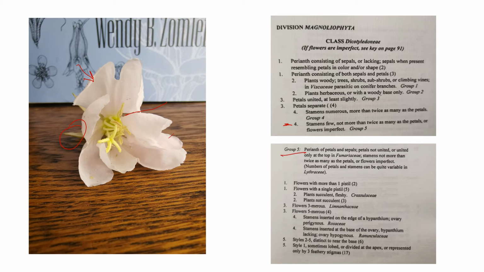And we're looking at a flower with a single pistil. This is the pistil right here. So we move to 5, and we see styles 2 to 5 distinct near the base. And we'll look and see that this is essentially what the female reproductive parts look like. So we see style sometimes lobed or divided at the apex, or represented by 3 feathery stigmas. And so that's where we're headed here to 17.